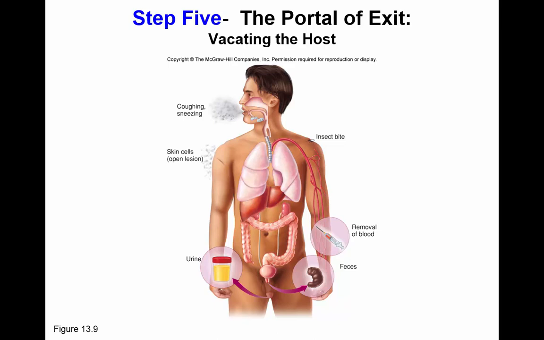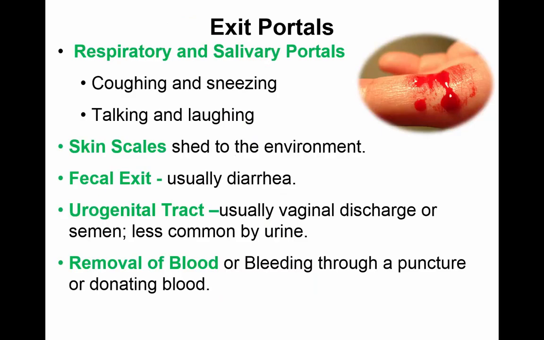That leads us to step 5. Now we have a portal of entry, then we attached, then we survive the host defenses, and then we cause disease. So now we've got a portal of exit where we're going to leave the host. And the exit portals mirror the entrance portals. You've got the respiratory and salivary portals, the skin, the fecal exit, the urogenital tract, and then also bleeding will also provide an exit portal.